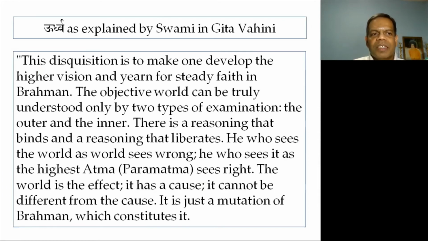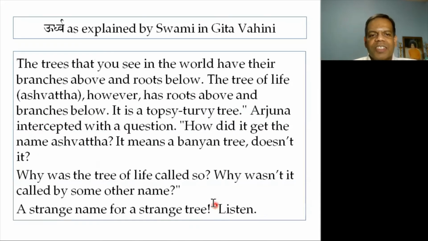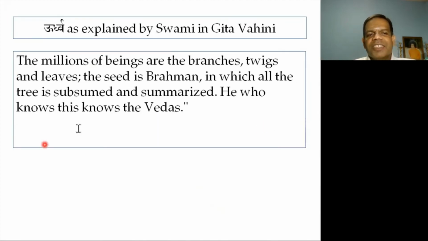If you go back to Urdhamulam Adhahshakham Ashwattham Prahuravyayam, we think the world creation is the tree, and people see that. But in that creation, Krishna is saying Chandamsi Parnani, that one who knows there is Veda in every single one. Chandas, plural is Chandamsi. One who sees the Chandas in every leaf is the knower of the Vedas, which is what Swami in his own discourse says at the end: he who knows this, knows the Vedas.